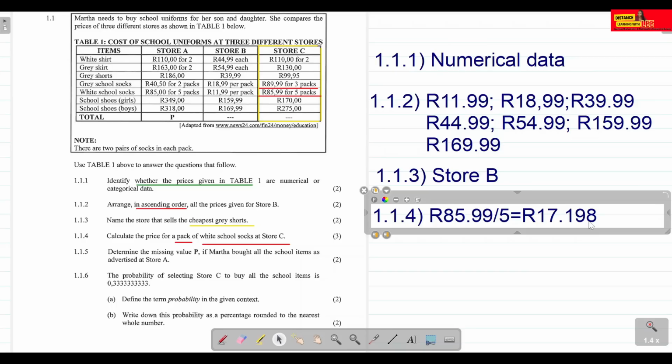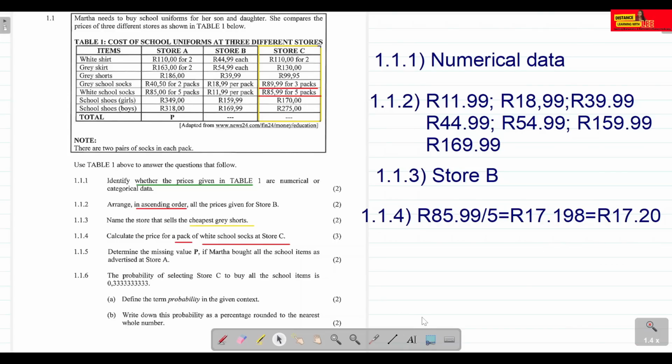Okay, however, guys, we know when you're working with money, you never get 10 rand and 198 cents. You either get 10 rand and 10 cents and stuff like that. Okay, so we need to round this off to 2 decimal places. Okay, so the answer is 17 rand and 20 cents. Okay, so for 1 pack of your white school socks, you will pay 17 rand and 20 cents at store C. Okay, let's have a look at question 1.1.5.